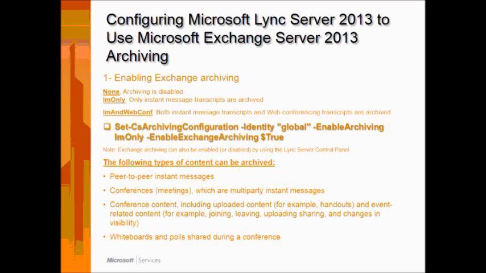So the following types of content can be archived: peer-to-peer instant messaging. For example, if you have a conversation with someone in an IM conversation, you have an option to store it inside your Outlook conversation history folder inside your mailbox. This may not meet the compliance requirement for your company.